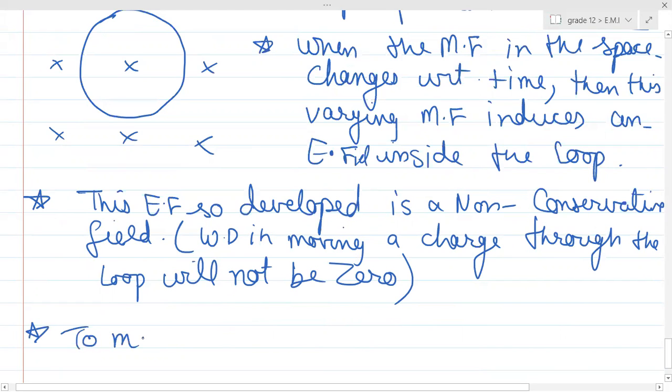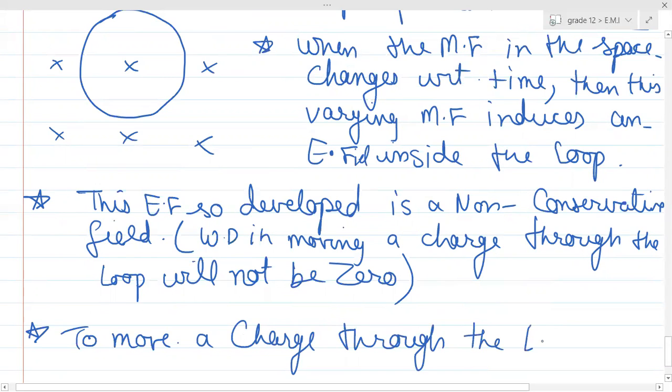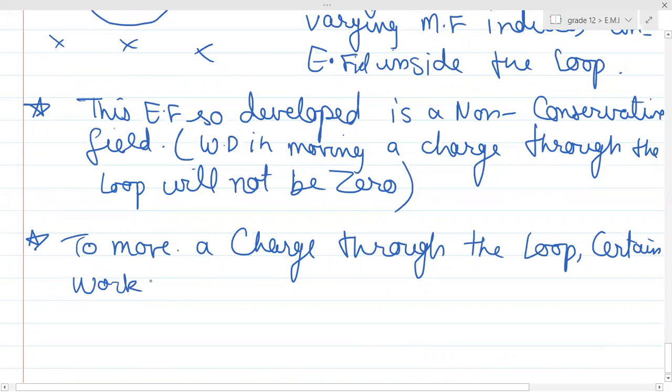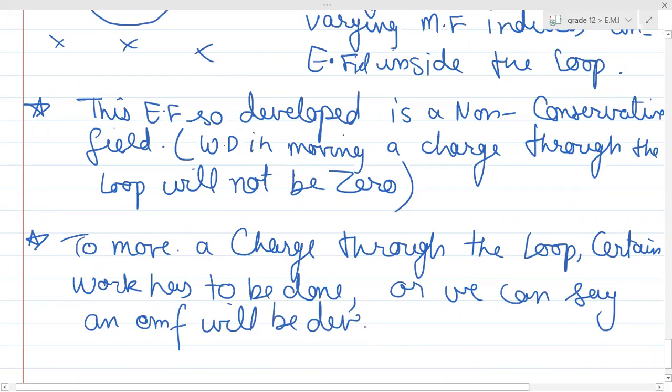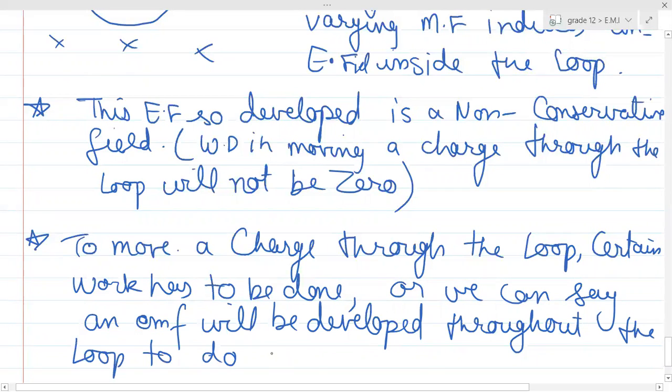So basically, to move a charge through the loop, certain work will be required, and an EMF will be developed throughout the loop to do the necessary work. Is this clear, guys?